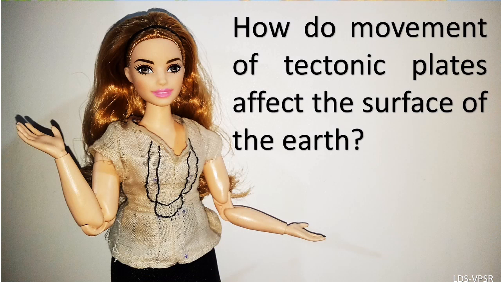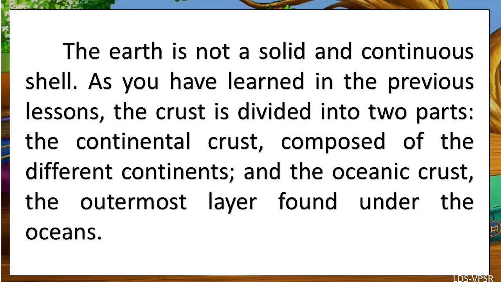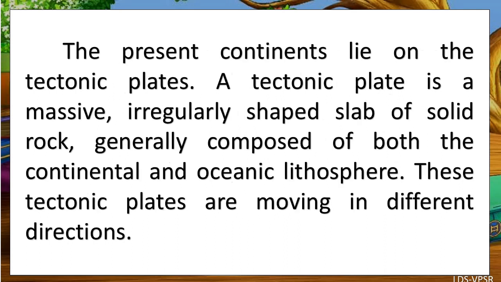How do movements of tectonic plates affect the surface of the Earth? The Earth is not a solid and continuous shell. As you have learned in the previous lessons, the crust is divided into two parts: the continental crust, composed of the different continents, and the oceanic crust, the outermost layer found under the oceans.